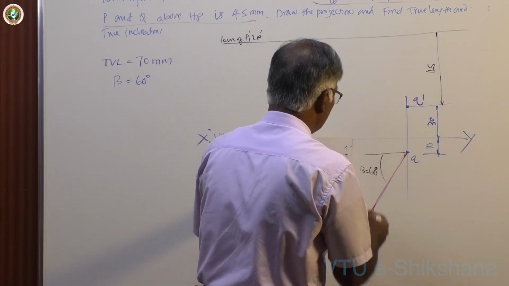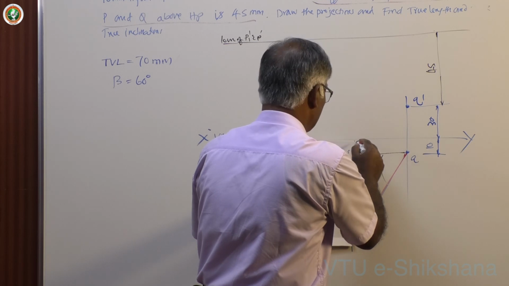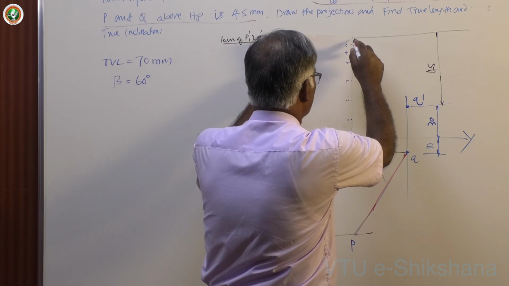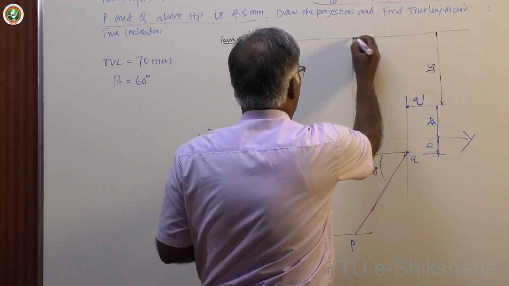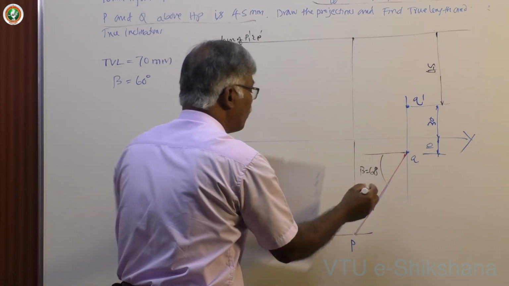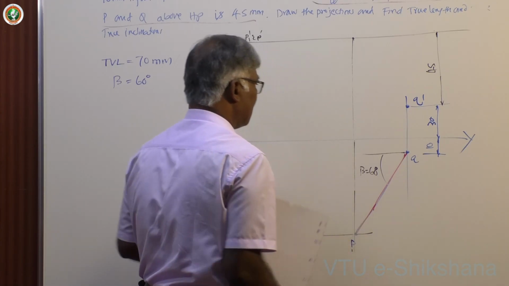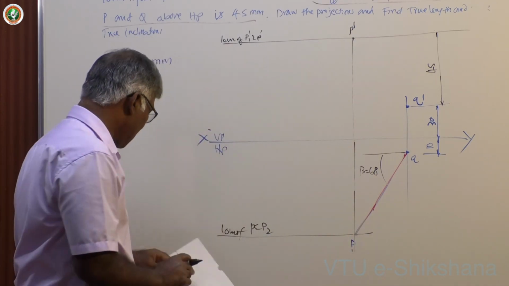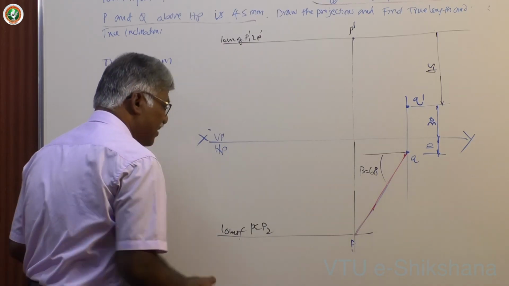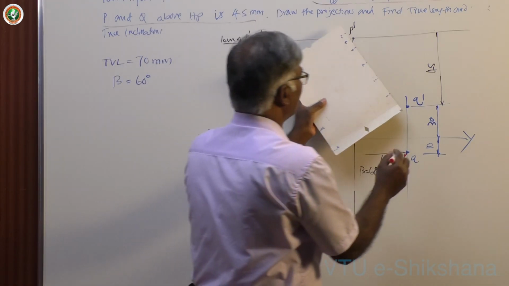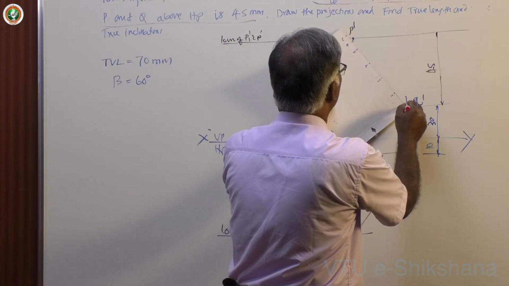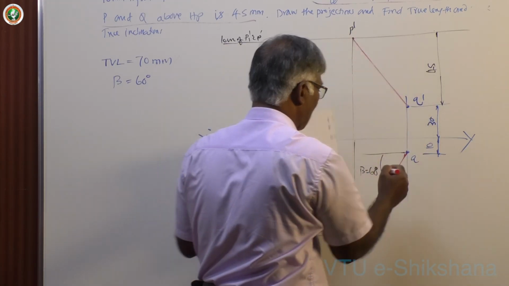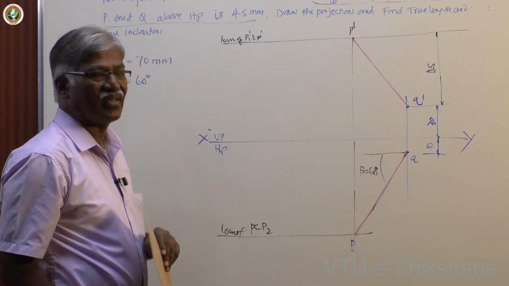Keep this vertical projector of P. Directly you get P dash, because this vertical projector is going to house both P and P dash. Because we know the locus, I can fix P dash. Join P dash and Q dash. This gets you the front view directly. Top view is already worked out and front view is ready.